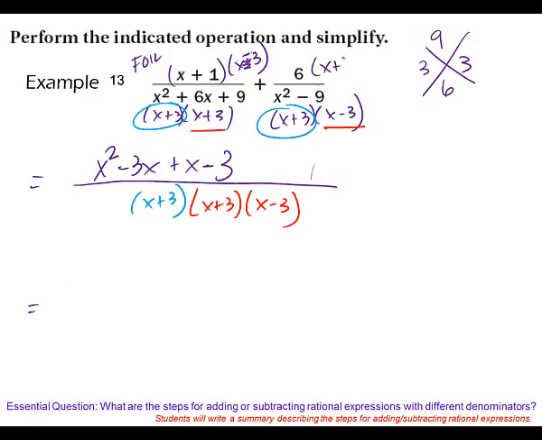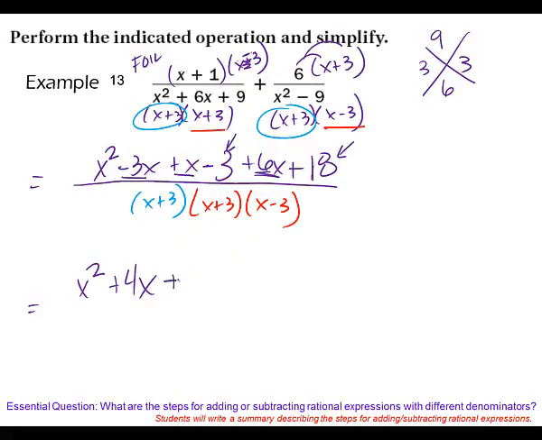All right, so this one is x plus 3. So what am I going to do with the 6? Distribute it. So plus 6x plus what? 18. Good. All right, so we've got x squared. Negative 3x and x is what? Negative 2x. Negative 2x plus 6x is what? Positive 4x. And then negative 3 and 18 is what? 15. Okay.